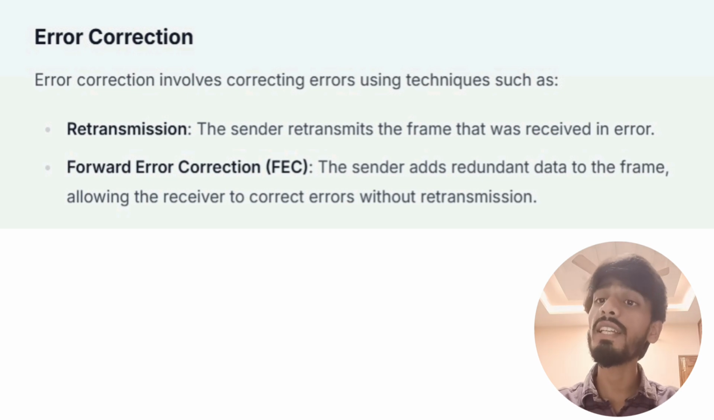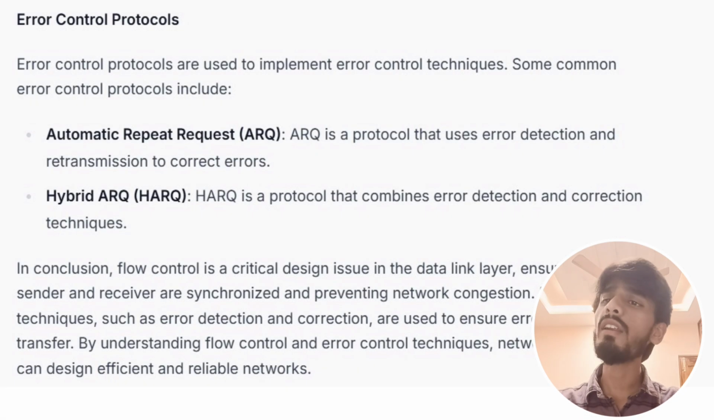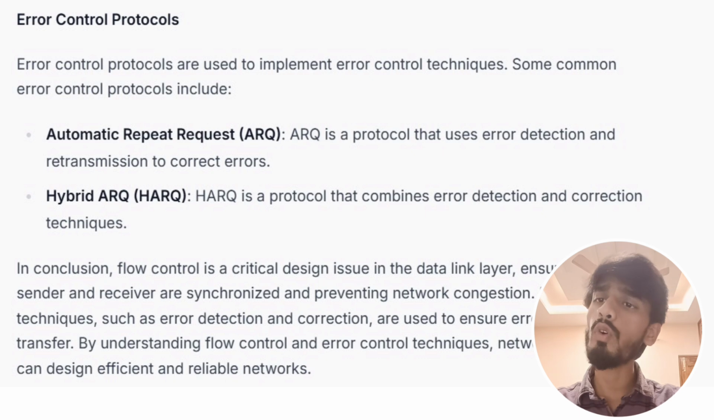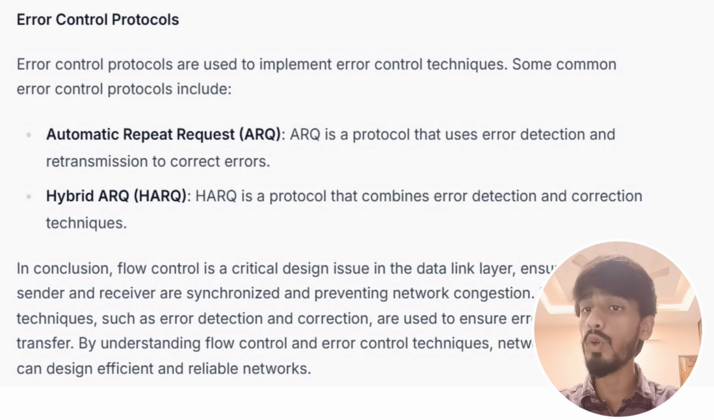Retransmission. The sender retransmits the frame that was received in error. Forward error correction. The sender adds redundant data to the frame, allowing the receiver to correct errors without retransmission. Error control protocols. Error control protocols are used to implement error control techniques. Some common error control protocols include automatic repeat request (ARQ). It is a protocol that uses error detection and retransmission to correct errors. Hybrid ARQ is a protocol that combines error detection and correction techniques.